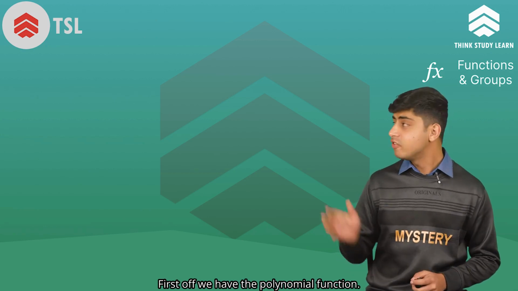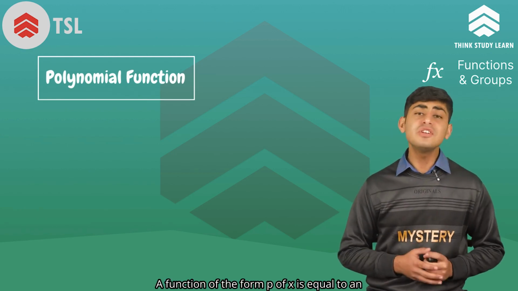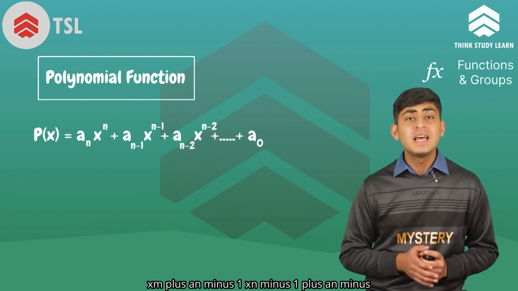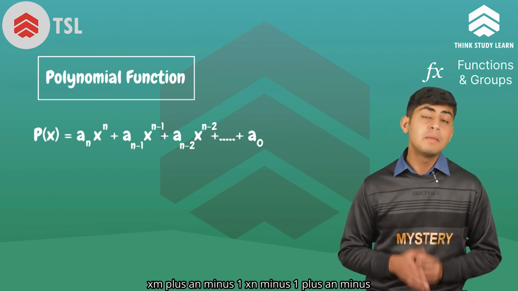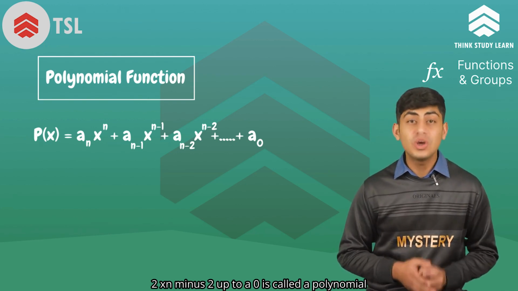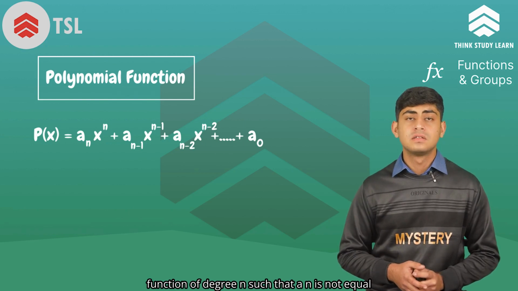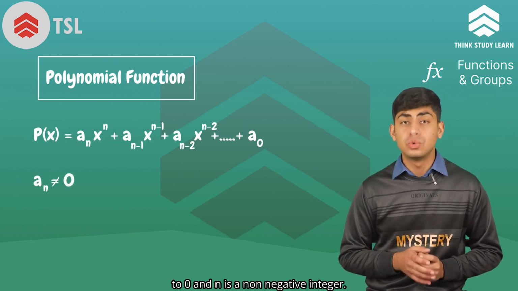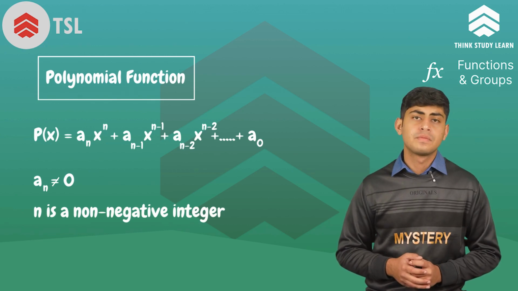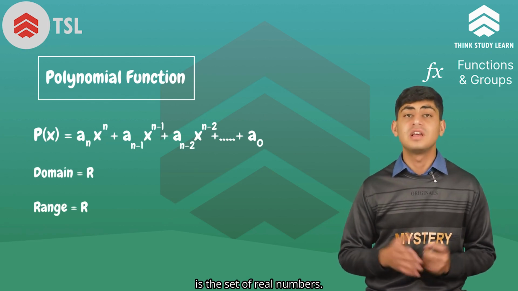First off, we have the polynomial function. A function of the form p(x) = a_n x^n + a_(n-1) x^(n-1) + a_(n-2) x^(n-2) + ... + a_0 is called a polynomial function of degree n, such that a_n is not equal to 0 and n is a non-negative integer. The domain and range of polynomial functions is the set of real numbers.